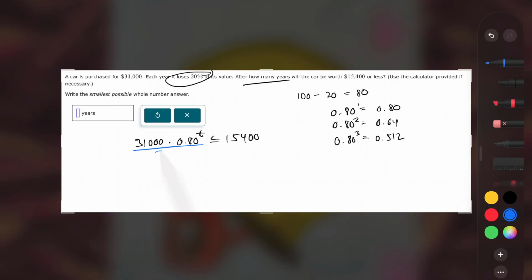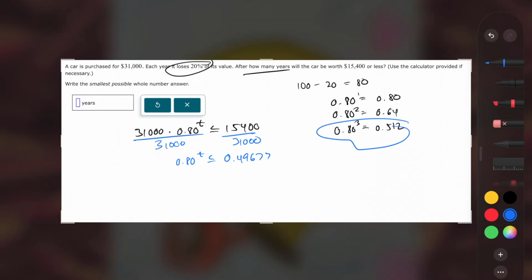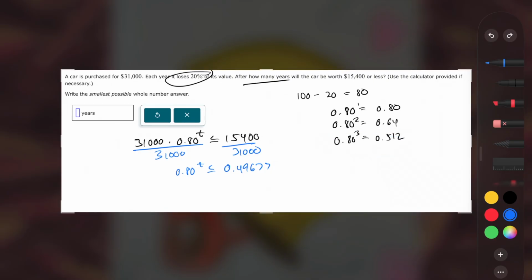To get the t by itself, we could divide by 31,000. So 15,400 divided by 31,000 is 0.49677. So 0.80 to the t, when is this less than 0.49677? What they do at this point on Alex is just go check it, right? Because the third year is 51%. So if I did 0.80 to the fourth year, it'd be 0.4096. And that would mean this number is lessened. So my answer should be 4, since 0.4096 is less than this number right here.